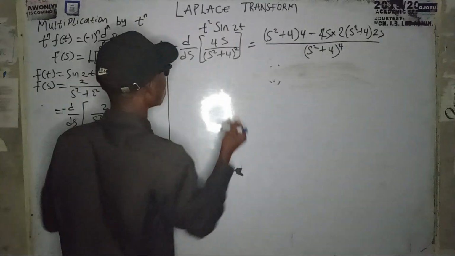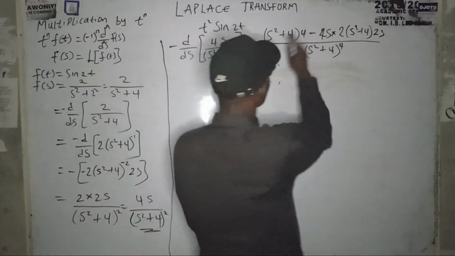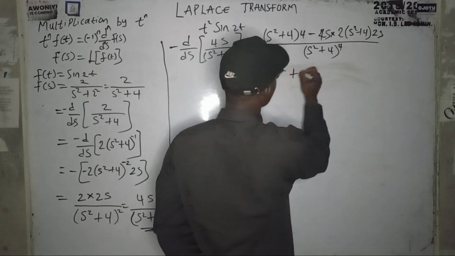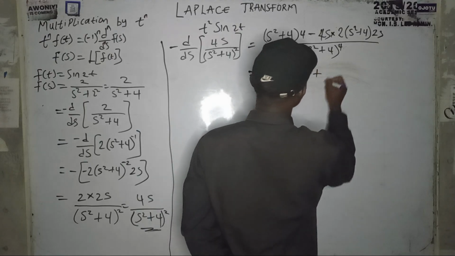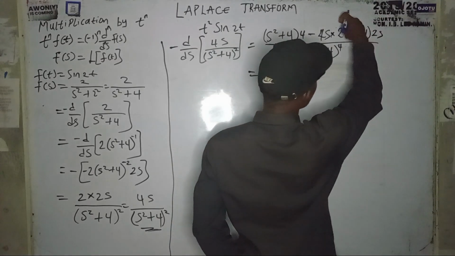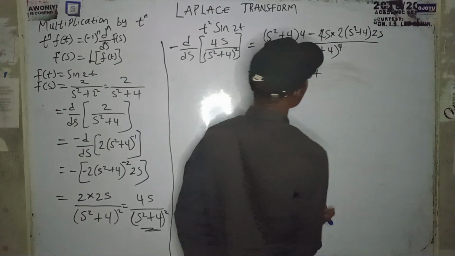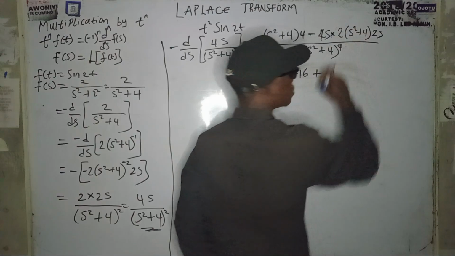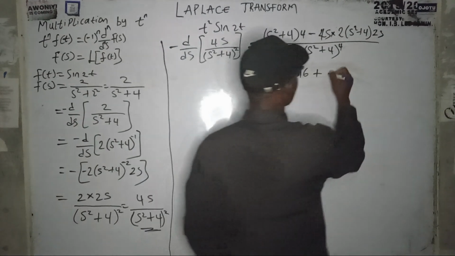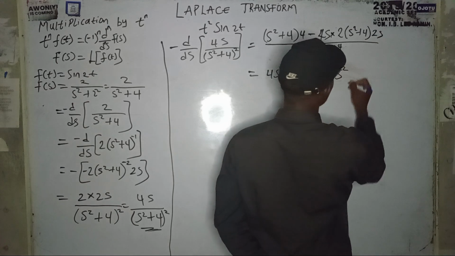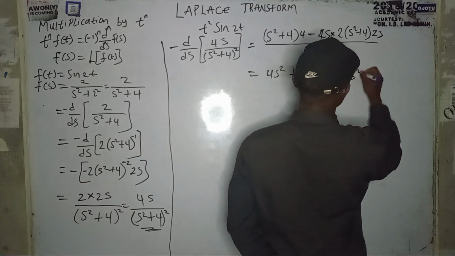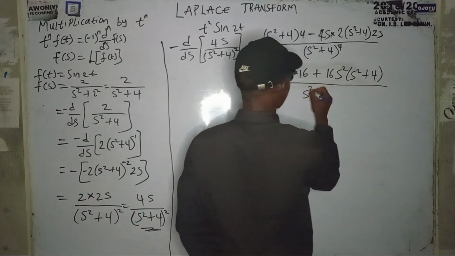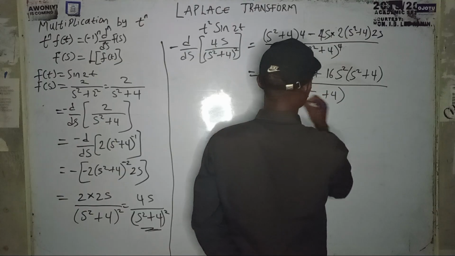So we can move on and say this is equal to, open the bracket here, I have 4s squared plus 16, plus now we have 4s times 2, and we can multiply this 2 over here. So we have 4 times 2, we have 8 times 2, that is 16. So we have 16s squared into bracket s squared plus 4 over s squared plus 4 all raised to the power 4.